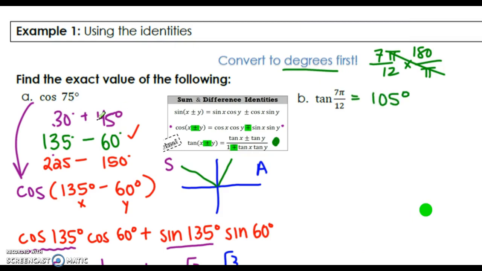So even though in the last one I made you do kind of a harder version, you definitely want to try to stay in the first quadrant if you possibly can. So 105 degrees, let's see a few different ways that we could get there. We could do 45 plus 60.